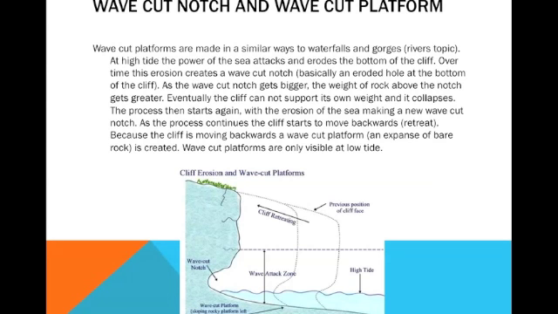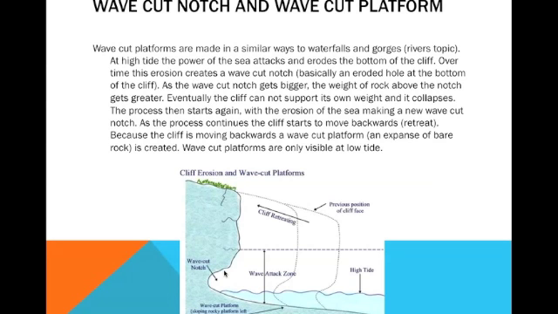Wait, let me reread that because I didn't understand that. At high tide, the power of the sea attacks and erodes the bottom of the cliff. Okay, so you know when the tide, which we have every day, is high, the waves and stuff, they attack and erode the bottom of the cliff. Over time, this erosion creates a wave-cut notch. Here, look at my mouse on the diagram. This is created, a wave-cut notch.